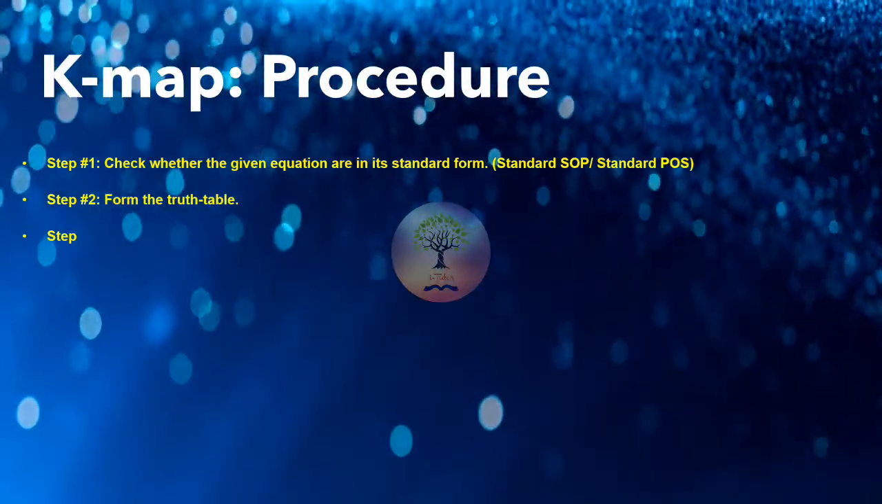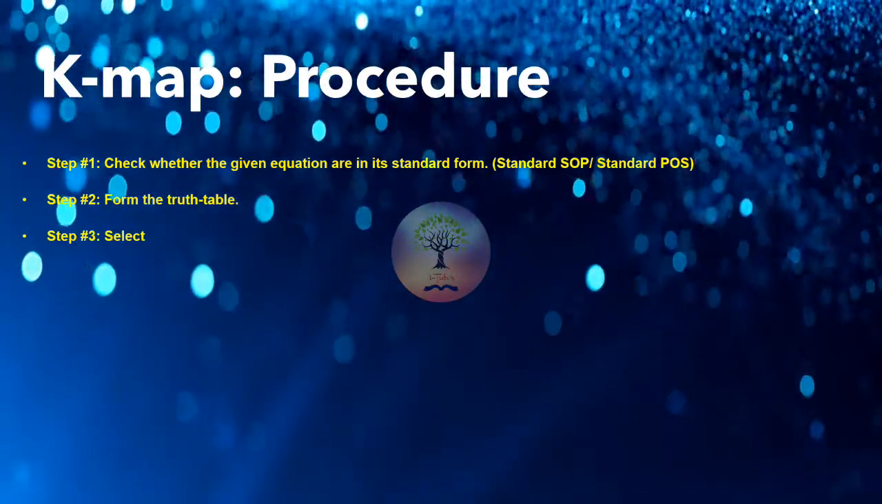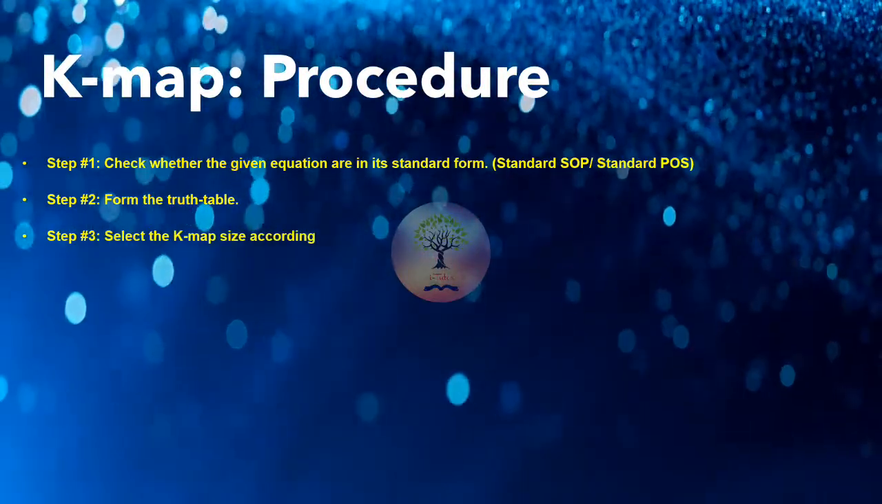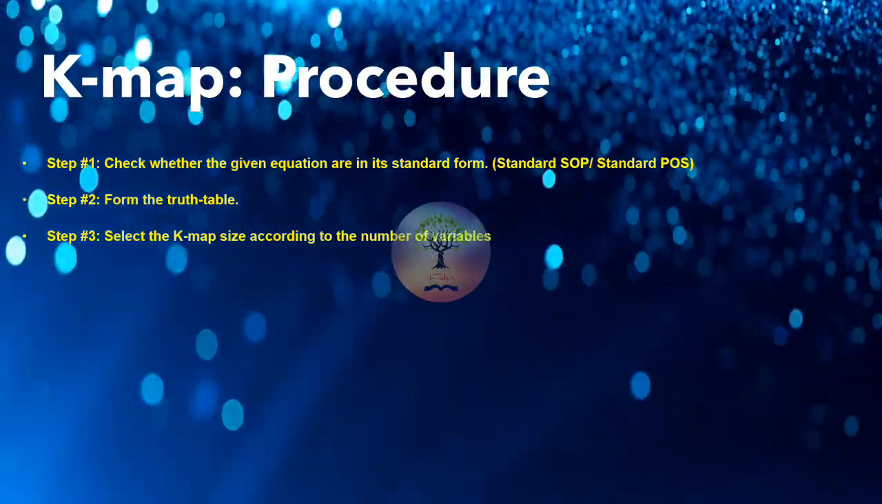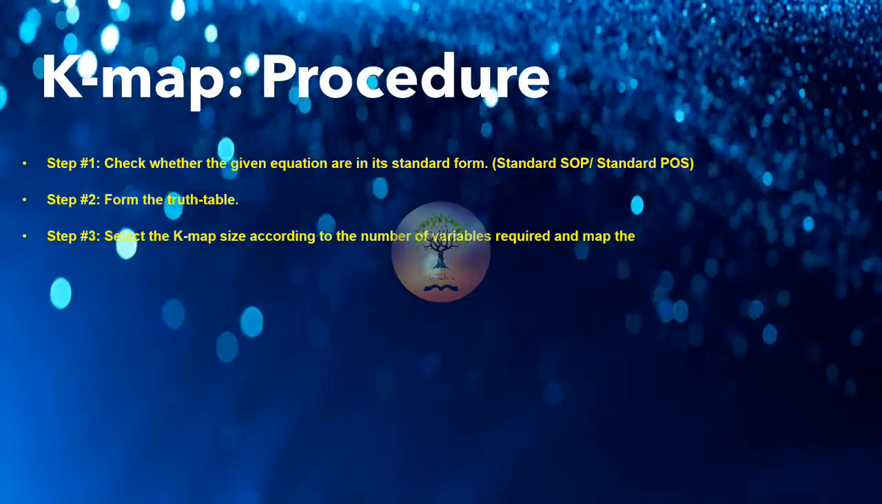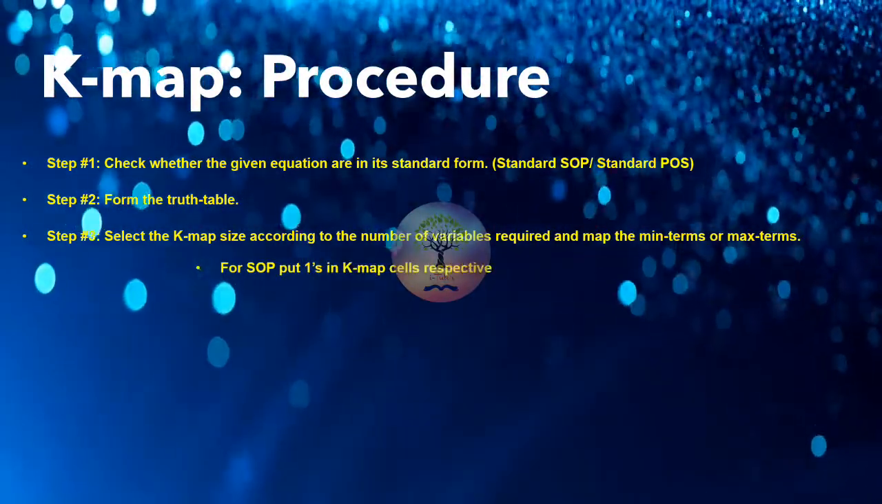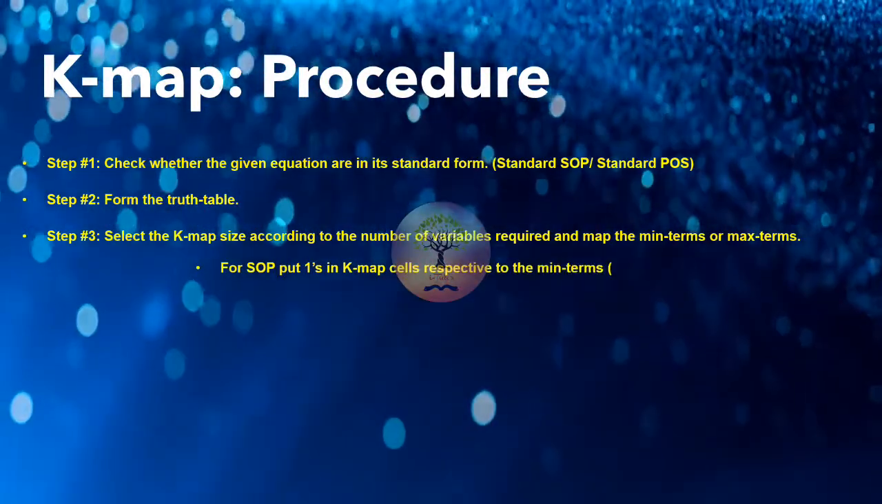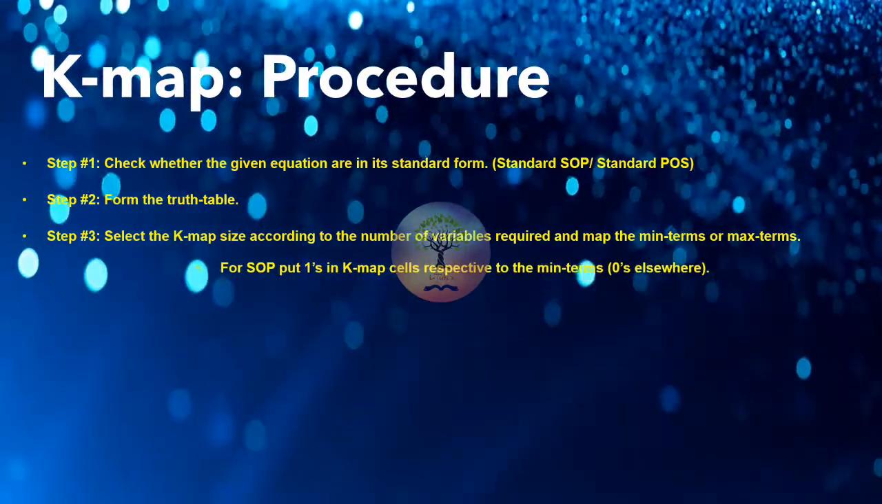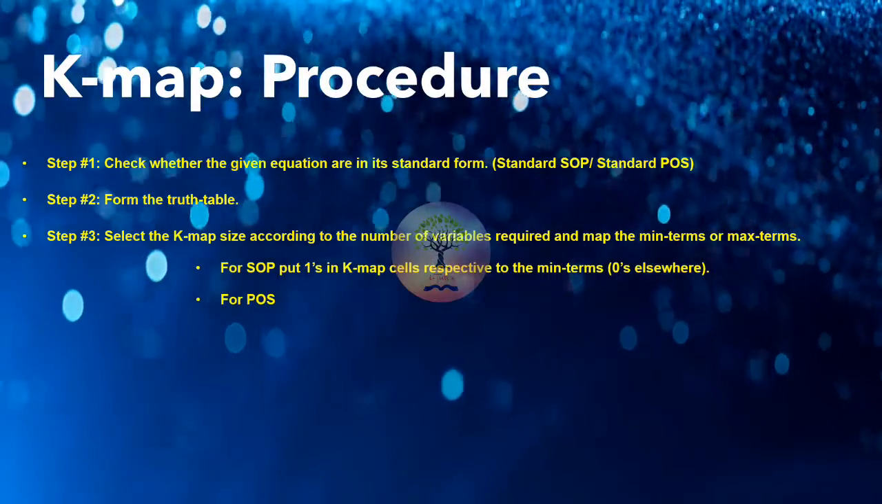Step number 3, select the KMap size according to the number of variables required and map the min terms or max terms. For SOP, put 1s in KMap cells respective to the min terms, 0s elsewhere. For POS, put 0s in KMap cells respective to the max terms, 1s elsewhere.